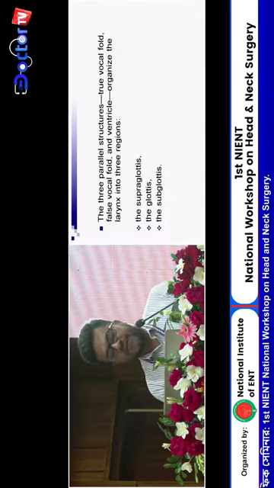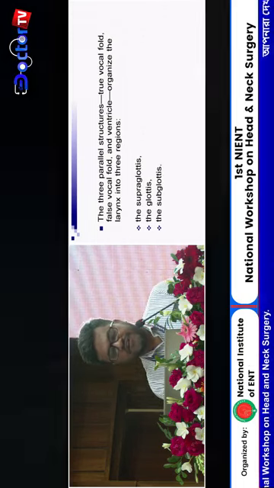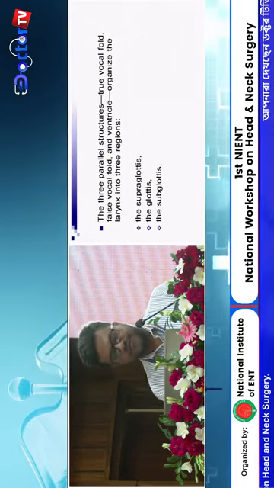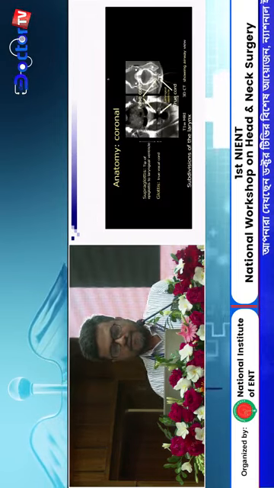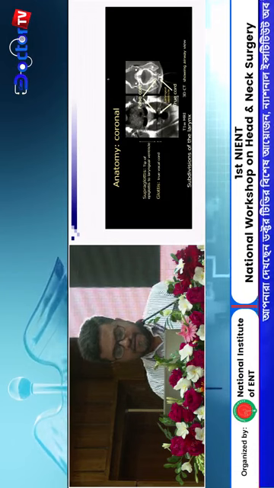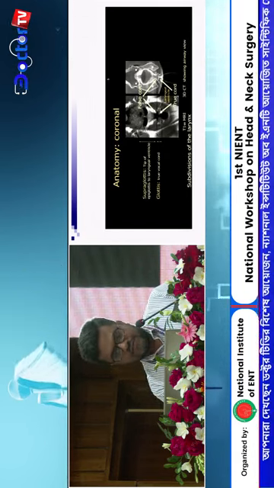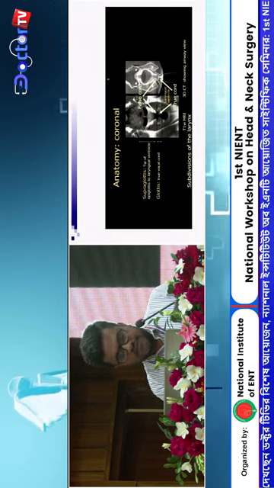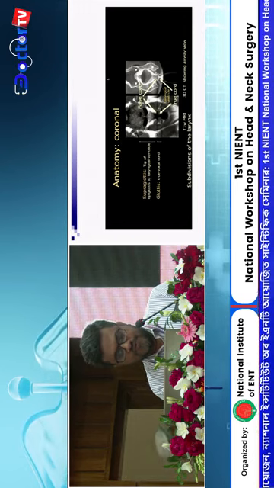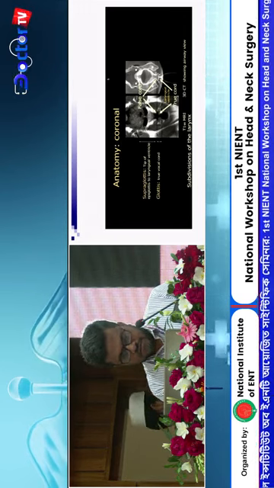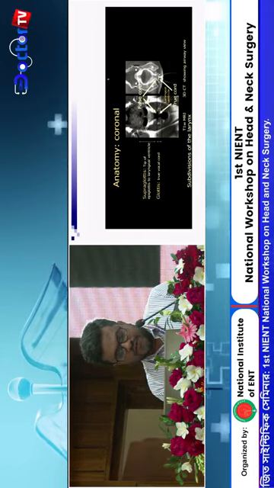The three parallel structures, the true vocal fold, false vocal fold, and the ventricle, organize the larynx into three regions that are supraglottis, glottis, and subglottis. Here is a T1 MR image and a 3D CT view. We see here the laryngeal ventricle. Above the ventricle is the supraglottis, and here is the true vocal fold. Above the ventricle is the false vocal fold.